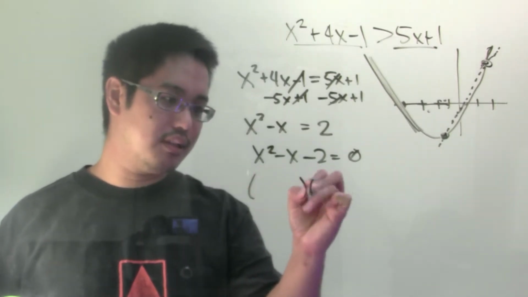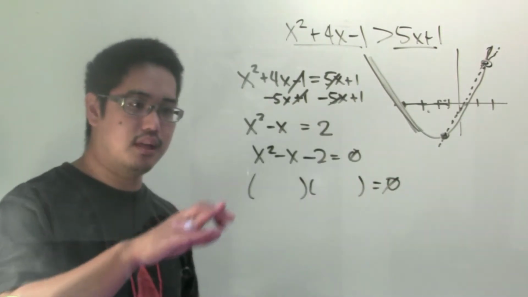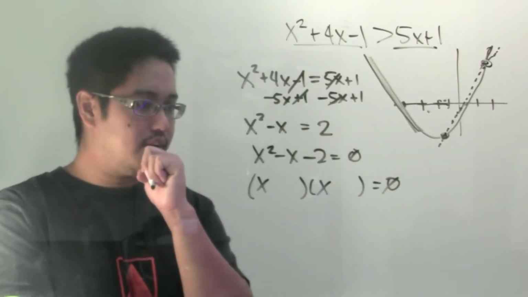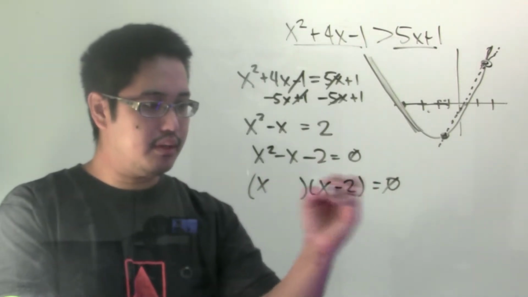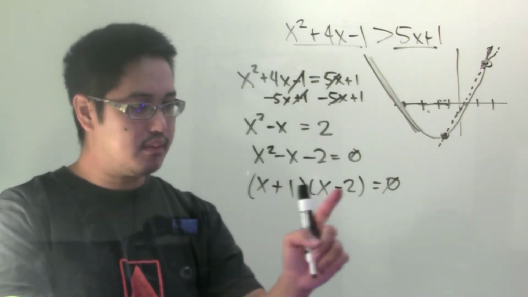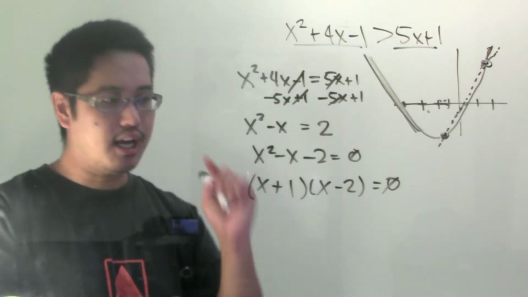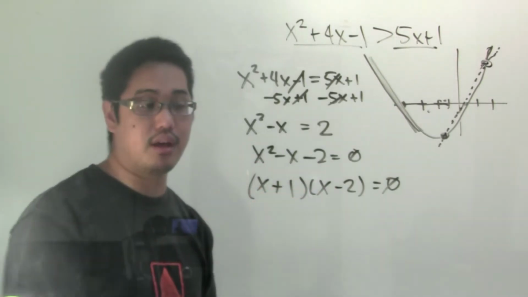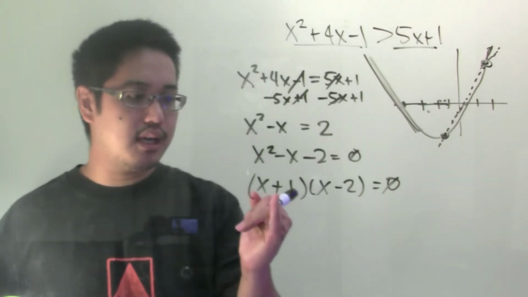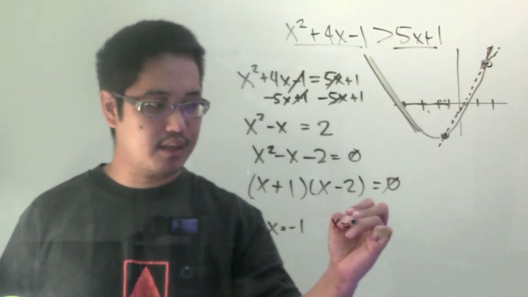If I were to factor this, then I would have an x here and an x here. I feel like I want a negative 2 here and a positive 1 here. Will that give me the right answer? 1 times negative 2 is negative 2. 1 plus negative 2 is negative 1. I think I'm happy with this. This is the answer right here. So I know that my graph crosses at x equals negative 1 and x equals positive 2.